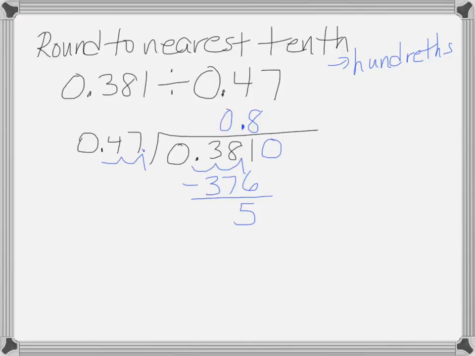You can fill as many zeros as you want to at the end of a number that's a decimal. Bring the 0 down. 47 goes into 50 one time. Now really you can stop there because we need to go out to hundredths in order to round back to tenths, and we've done that. So if I look at the 1, it's not 5 or bigger. That means I leave the 8 like it is, and rounded to the nearest tenth is 0.8.